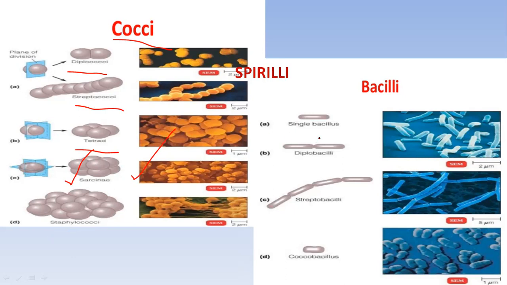In bacillus, you can see single bacillus, diplobacillus, where two bacilli are joined together. Then streptobacilli are joined together in long filament-like structures. You can see here the original high definition structure. And coccobacillus is not bacillus and not coccus, but smaller than bacillus, rounded on both sides.